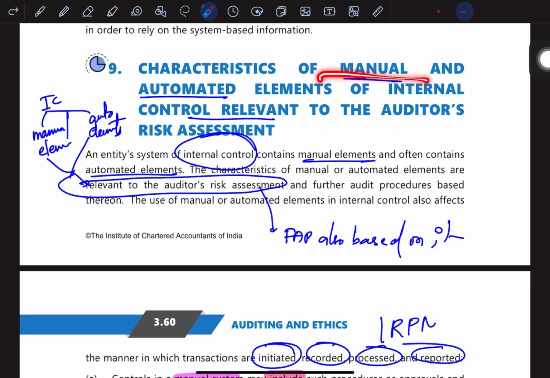Next, characteristics of manual and automated elements of internal control relevant to the auditor's risk assessment. So internal control has both manual elements and automated elements.